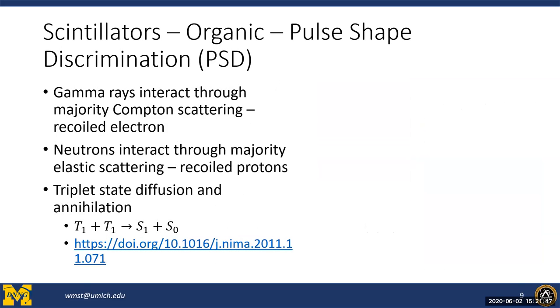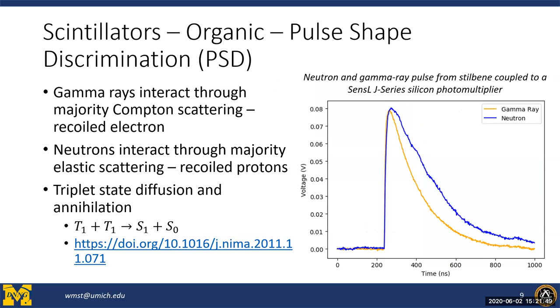So we talked about this last time as well, but I'd like to just reintroduce pulse shape discrimination. Gamma rays interact through Compton scattering, where we have a recoiled electron. That electron has a range on the order of millimeters in these different types of materials, such that the singlet and triplet states that it's producing are very well separated. There isn't a high density, so you don't get significant interaction of these different states.